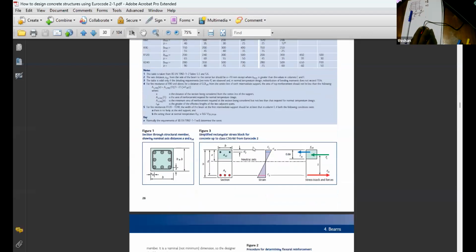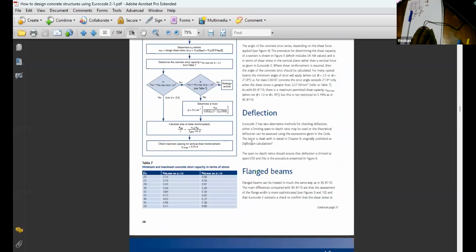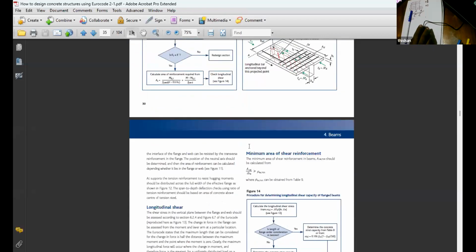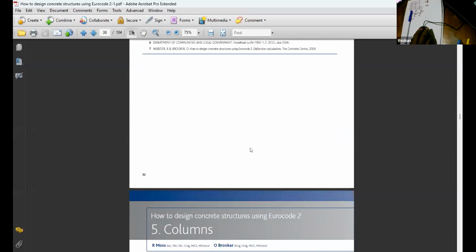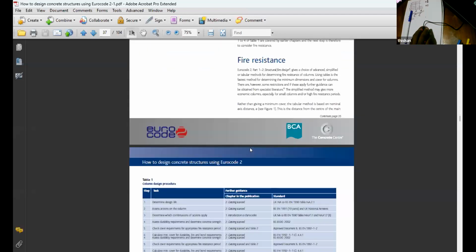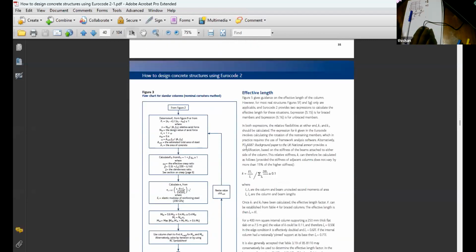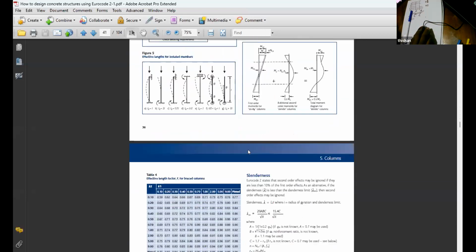And we can also learn a lot about shear, fire, and the flange beams. A lot of things to learn. Then about columns, and it tells you how to find the slenderness ratio in a column to see whether it's a short column or a slender column.